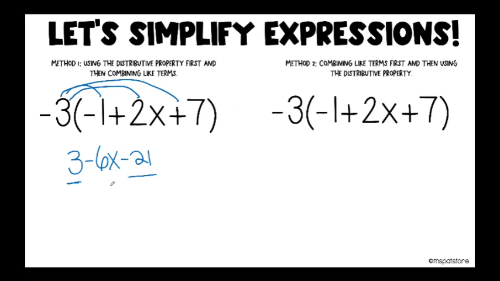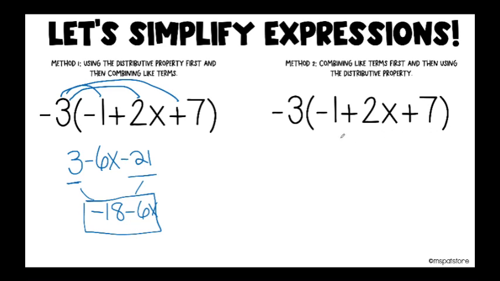Different signs, I need to subtract. So 3 and negative 21 is negative 18. Now I'm going to bring this term down because there's nothing I can do with it. This must be my last answer because they don't have any like terms anymore. Okay? Now I'm going to be showing you how to simplify the same expression, but this time with method 2. Negative 3 times negative 1, positive 2x, and positive 7.